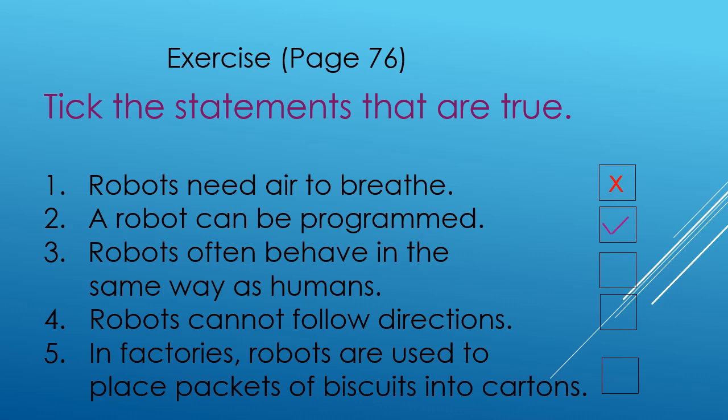Number 3, robots often behave in the same way as humans. Again, tick. Number 4, robot cannot follow directions. We know robots are solely controlled by computer, so they follow directions. It means this is cross. You will put a cross in the box. Number 5, in factories, robots are used to place packets of biscuits into cartons. This is true. Students, you will complete the exercise that is given on page number 76 accordingly.